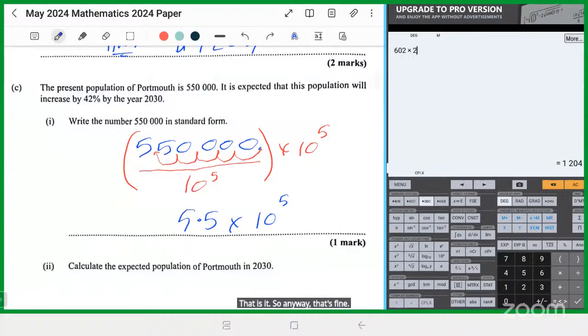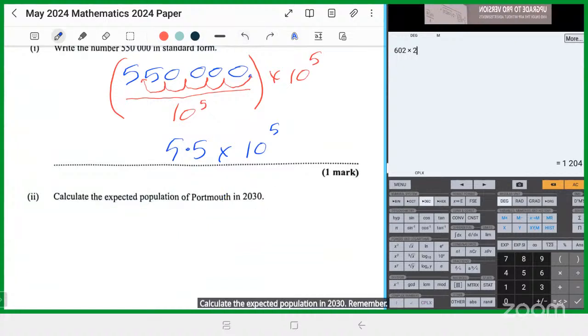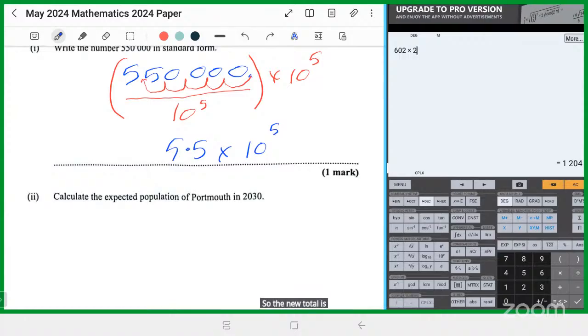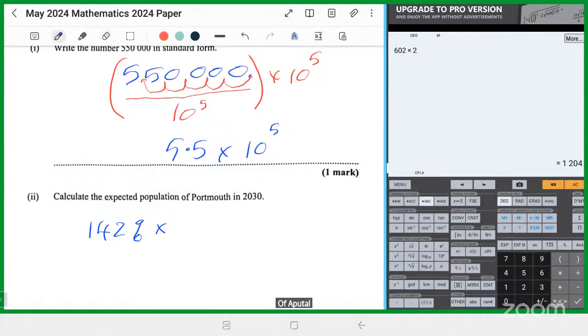Next question says, calculate the expected population in 2030. Remember, it's going to increase by 42%. So the new total is going to be 142%. So this calculation is just 142% times the original amount of 550,000. That's what we're working out.